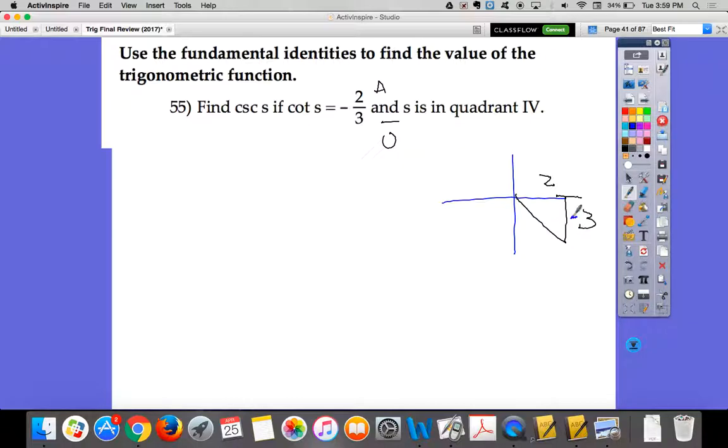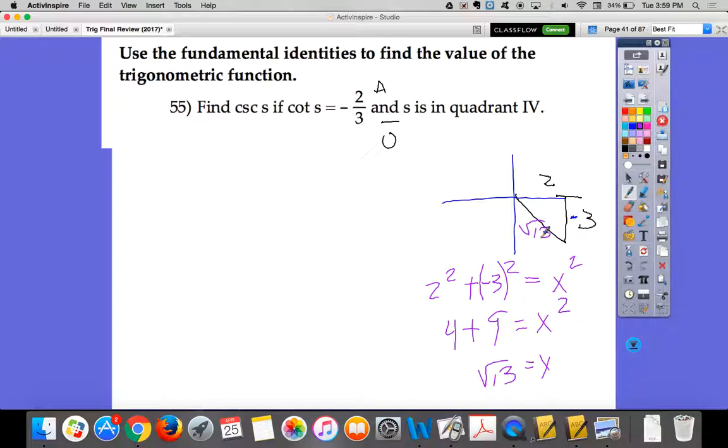Now, we need to figure out what the hypotenuse is because that is not a special situation. 2 squared plus 3 squared. Remember, it doesn't really matter if you put the negative in there because it's going to go away in the wash anyway. So we got 4 plus 9 equals x squared. We got a square root of 13.